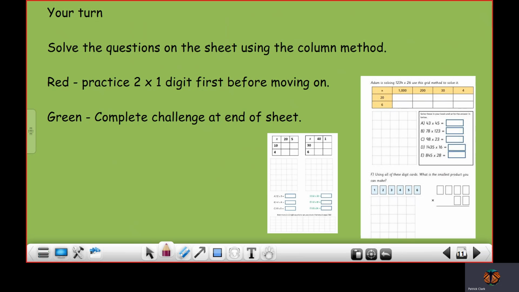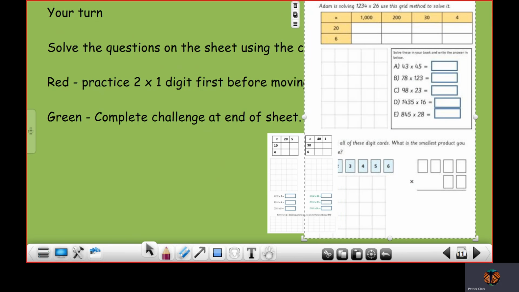Okay, that's the end of me talking for the moment. What I'd like to do now, please, is find the sheet that you are working on today. Here is what I'd like yellow group to be working on, please. Starting with a 4-digit problem. Can you use what you know to multiply 26 by 1,234?